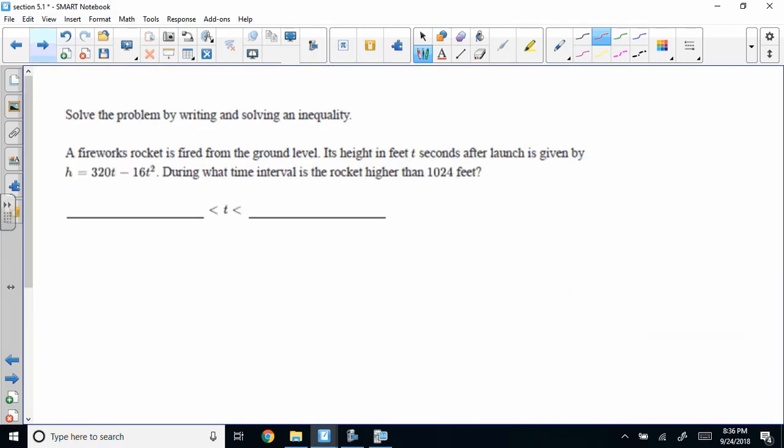All right. Solve the problem by writing and solving an inequality. A rocket's fired from ground level. Its height in feet t seconds after launch is given by 320t minus 16t squared. During what time interval is the rocket higher than 1024?